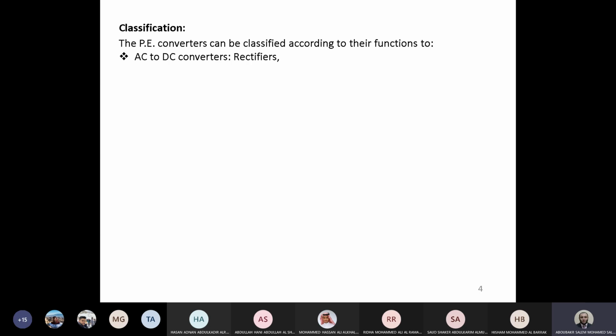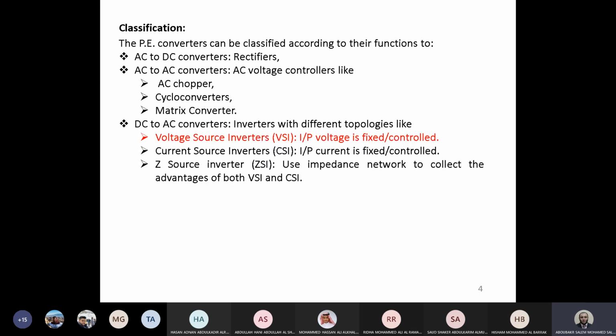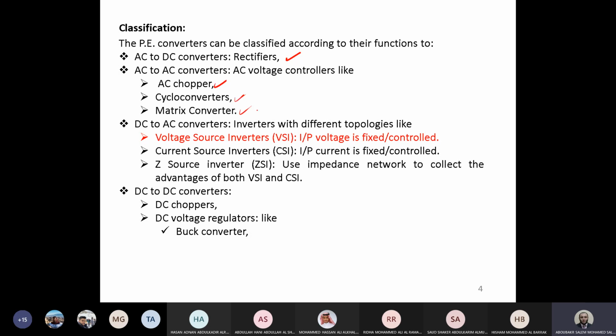But what are the types of power electronic converters or classification, shabab? We have this classification. We will quickly discuss this today, inshallah. We have AC to DC converters, which are rectifiers. We have AC to AC converters, which are well known as AC voltage controllers, like AC choppers, like cycle converters, like matrix converters. AC choppers are mostly used in our life.